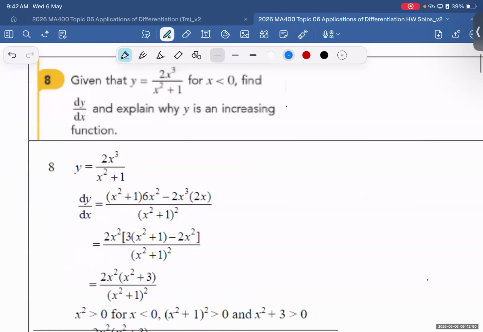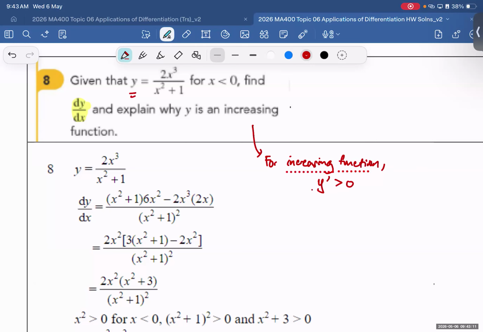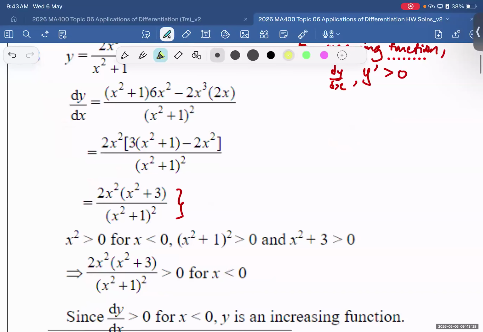Why is it an increasing function? Find dy/dx, explain why it is an increasing function. Here again you need to write down that for an increasing function, basically you need y prime, or dy/dx, to be more than 0. After you found your dy/dx, you need to compartmentalize. So please take the effort to go and explain the individual parts.